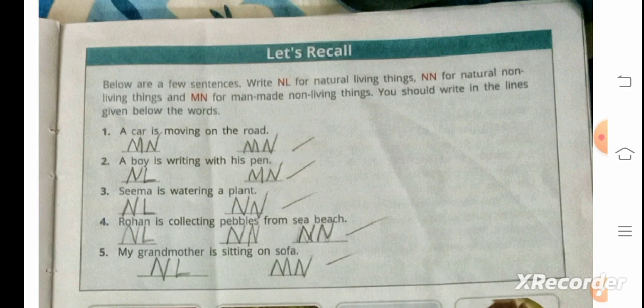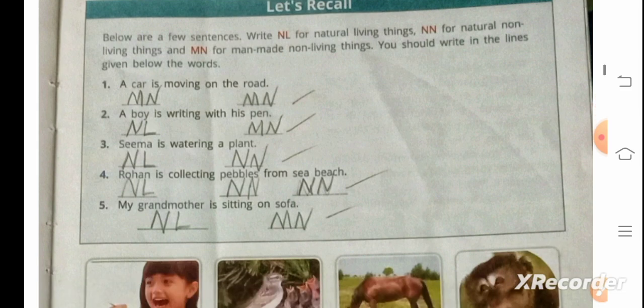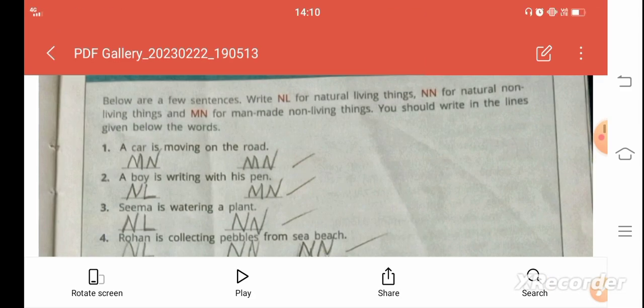Here for example, see the few sentences below. Write NL for natural living things, which we get naturally, NN for natural non-living things, and M for man-made non-living things. For example, a car is man-made, and the road is also man-made. A boy is writing with his pen.